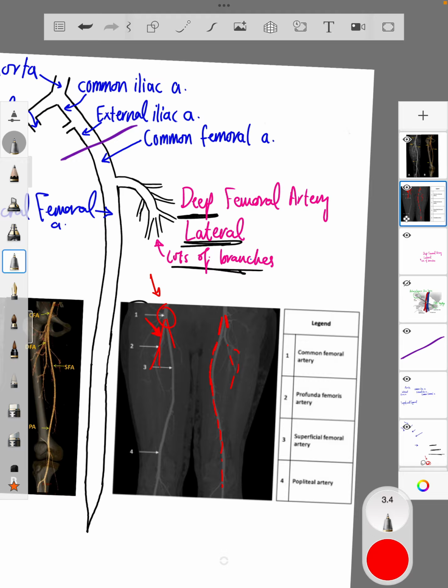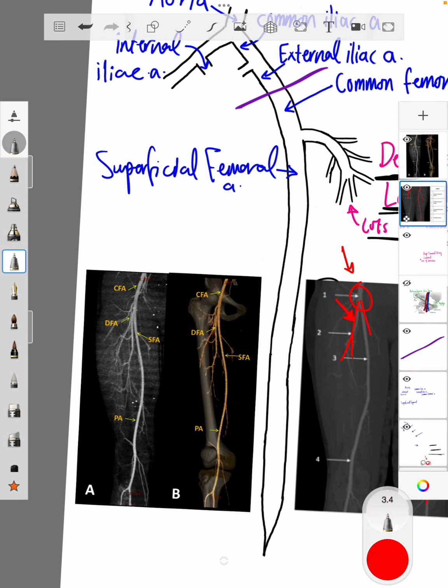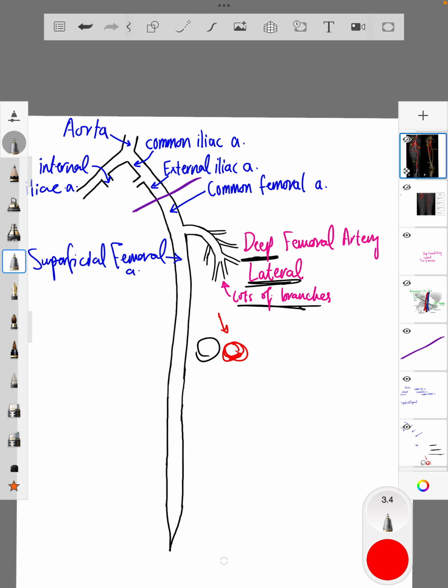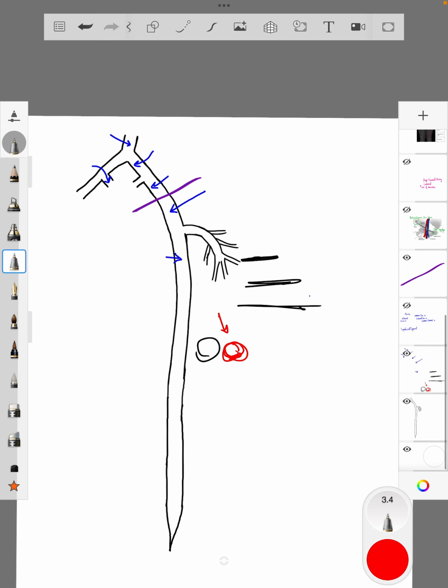And then you can also see it here on this CT angiogram, the common over here, and then it bifurcates into lateral and medial. The medial one is more like a highway with no branches, and that's the superficial one. The deep one, which goes laterally, has a lot of branches. You can see here it's supplying the bones, the femur, which is the deep. So now we're done with the thigh part.